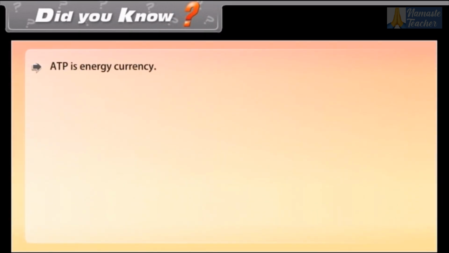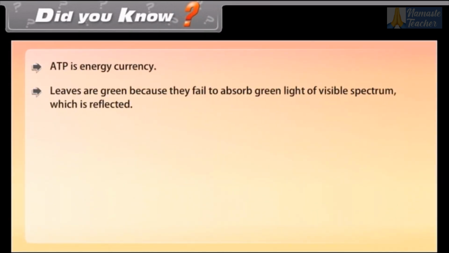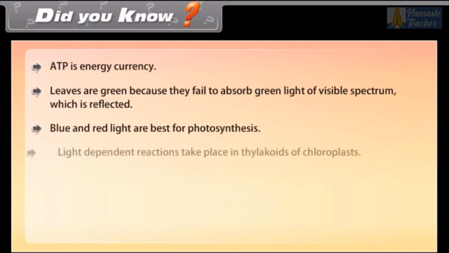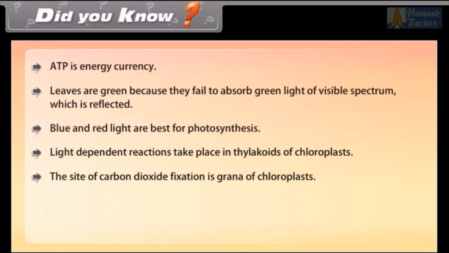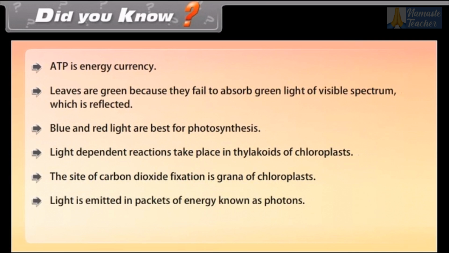Did you know ATP is the energy currency? Leaves are green because they fail to absorb the green light of the visible spectrum, which is reflected. Blue and red light are best for photosynthesis. Light-dependent reactions take place in thylakoids of chloroplasts. The site of carbon dioxide fixation is the stroma of chloroplasts. Light is emitted in packets of energy known as photons. The splitting of water is known as photolysis.